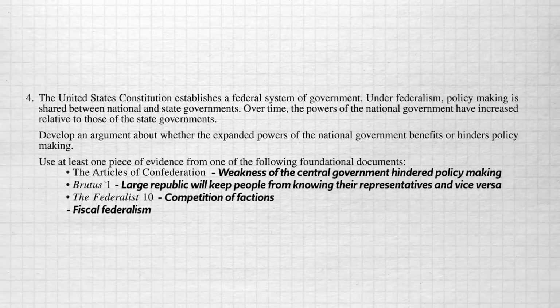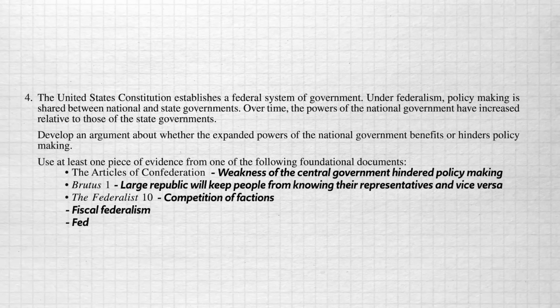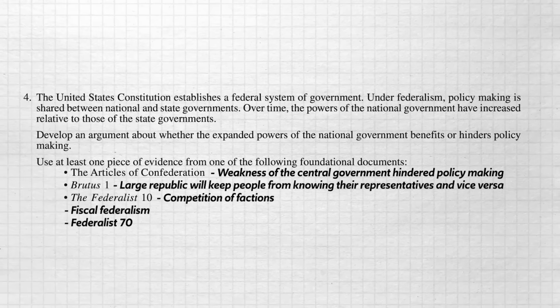Now, you should also think about some evidence that is not on this list, and since this is a question about federalism, I'm just going to jot down fiscal federalism since that has to do with policymaking, and I also think of Federalist 70, which has to do with the efficiency of a single executive. Okay, now that's actually way more evidence than I need to score full points, but it's good to have more than you need. Just do a brain dump here and it's going to help you in the next step.